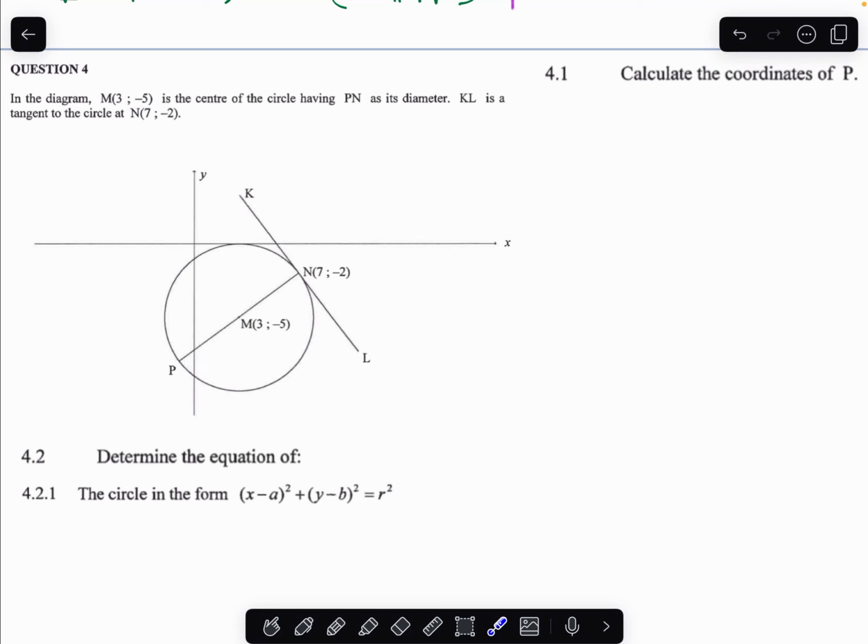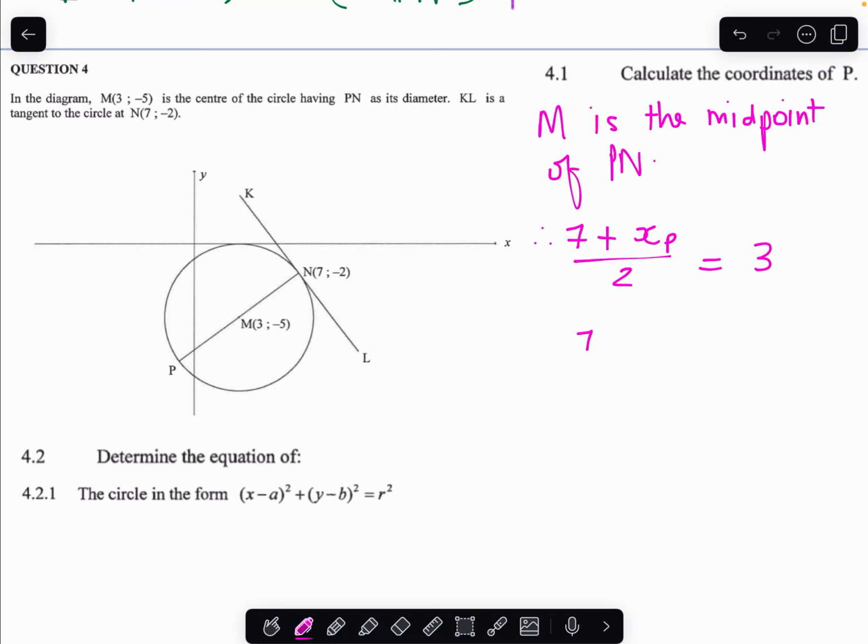So therefore we know that 7 plus the x coordinate of P divided by 2 is equal to 3. And so that means that 7 plus the x coordinate of P is equal to 6, which tells us that the x coordinate of P is -1. So that's one done and dusted. And then to work out the y coordinate is pretty similar.